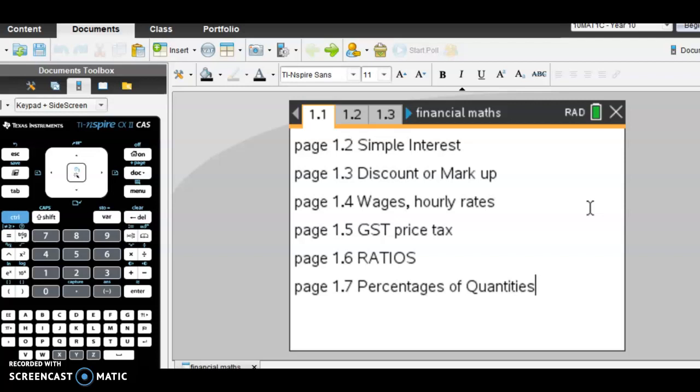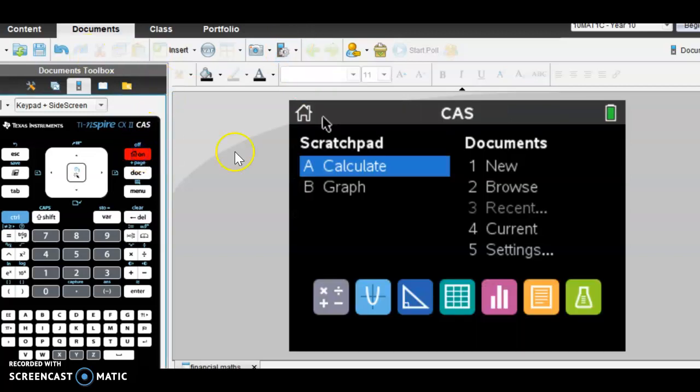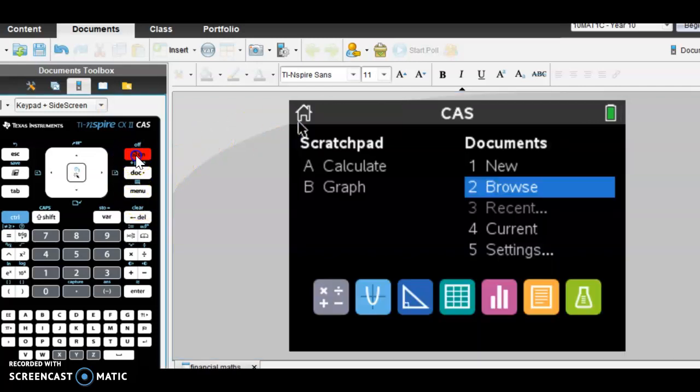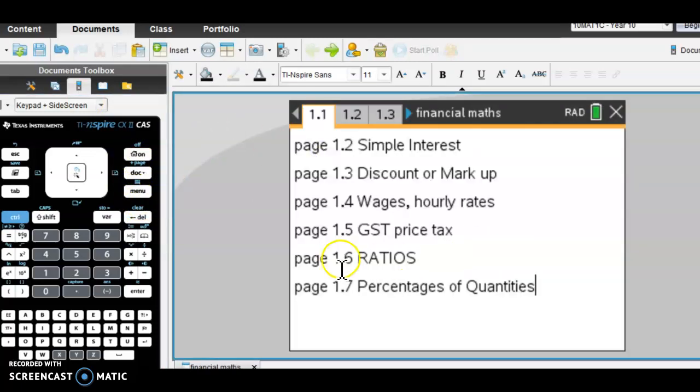So if you went into My Documents on your calculator, in other words, that's the home button, and browse, 2 for browse, or if you've got an older one, My Documents, somewhere in there will be a folder, Year 9 folder with exams, and there'll be a program called Financial Maths. When you open it up, you'll get these 6 pages. And there it is, simple interest.